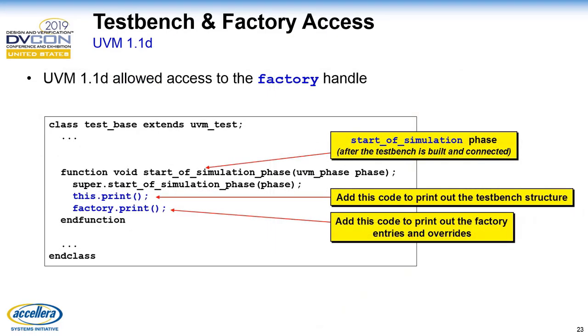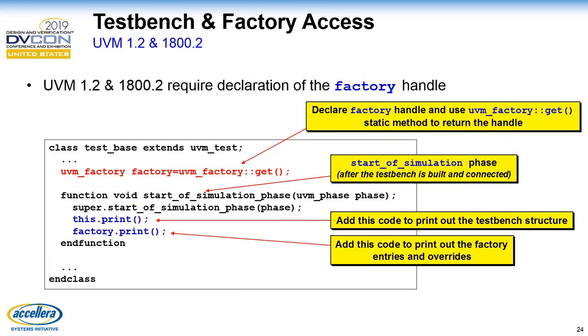In UVM 1.1, we were allowed to access the factory handle just as is. And so we could just make reference to it, and what I frequently do inside of my test base, as a matter of fact, is put it in the start of simulation phase. By the way, I think of start of simulation as just being the pre-run phase. What do I want to do just before I start running my UVM test bench? I could say this.print to print out the test bench structure of my design, and I could also put factory.print to say what are all the classes that have been registered with the factory. And so if I'm doing any debugging, I frequently will turn that on, turn up the verbosity, so that I can see what my test bench structure is and what has already been registered with the factory.